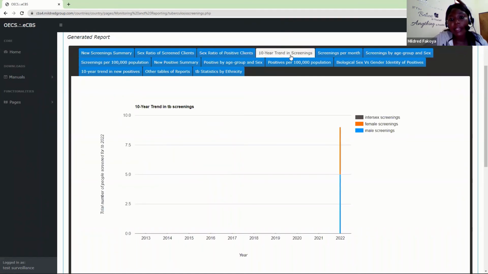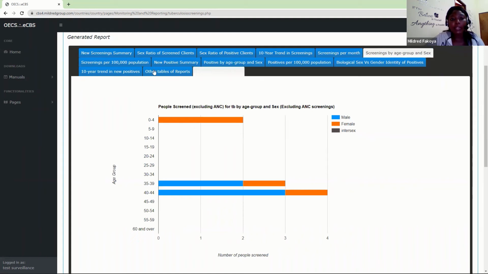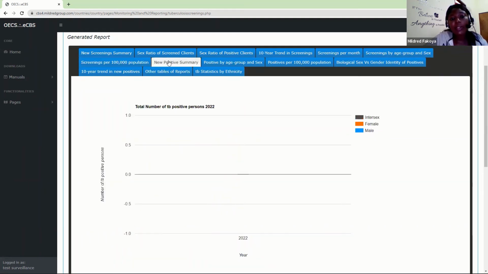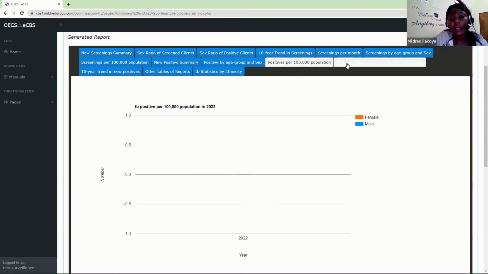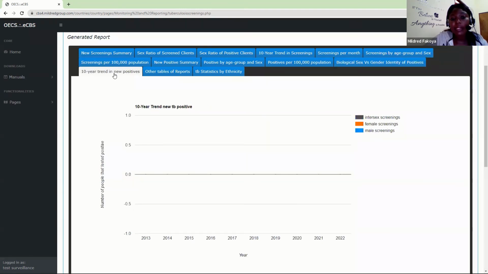The 10-year trend in the screenings per month, the screenings per age group and sex, the screenings per 100,000 population, the new positive summary, and since we do not have any positives, it is blank. The positive by age group and sex, which remains blank because there is no recorded positive, per 100,000 population, biological sex versus gender identity of positives. We do not have positives, so we have nothing recorded here. The 10-year trend in new positives has nothing because we have no positive records.